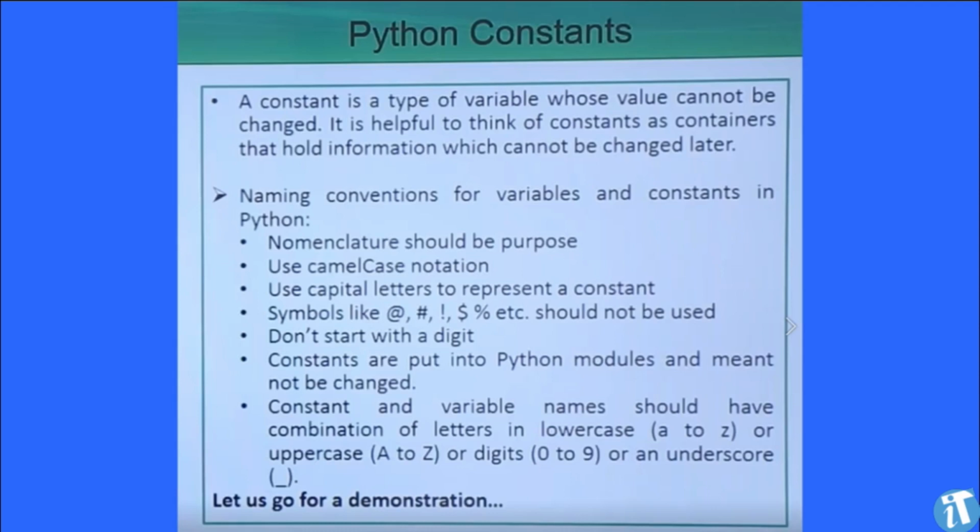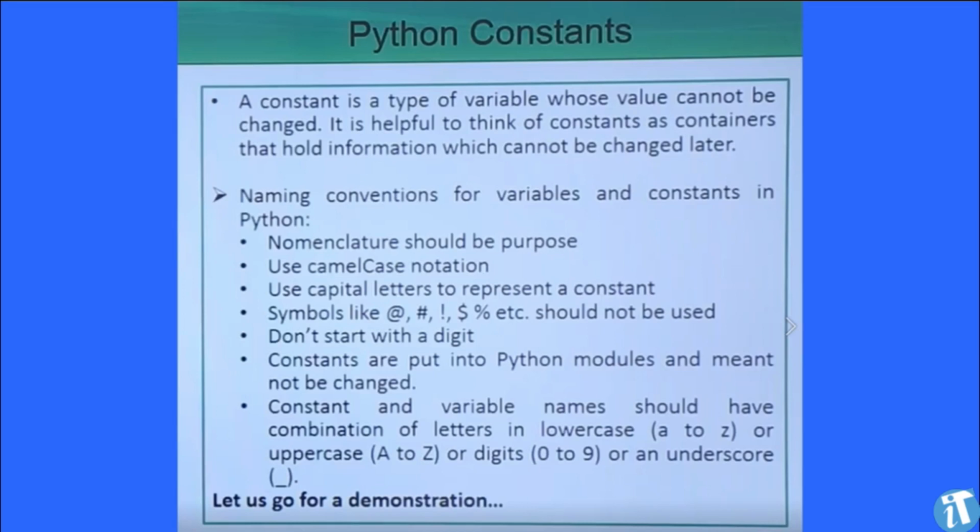From the variable name, I should get the idea of the purpose of the variable and what kind of value it is supposed to hold. The user name uses camel case notation. What is the meaning of camel case? Camel case means the first letter will be in lowercase, but if there are multiple words in the variable name, the next words start with capital letters and the rest of the letters are in lowercase. So use capital letters to represent a constant.